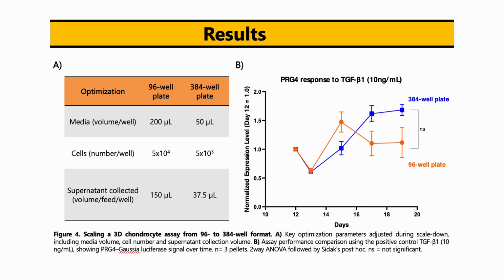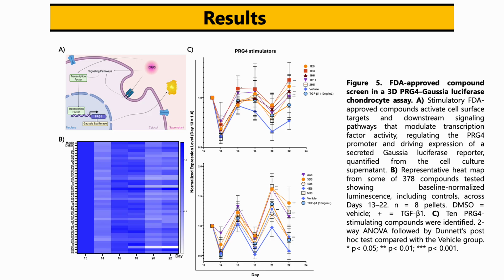After these changes, we compared the 96 and 384 well models in a luciferase assay, using TGF-beta 1 as a positive control, because it's already known to have an effect in increasing lubricin expression. As we can see in B, this graph shows the normalized expression of PRG4 on the y-axis and the days we measured on the x-axis. The PRG4 induction was similar in both formats, with no significant difference.